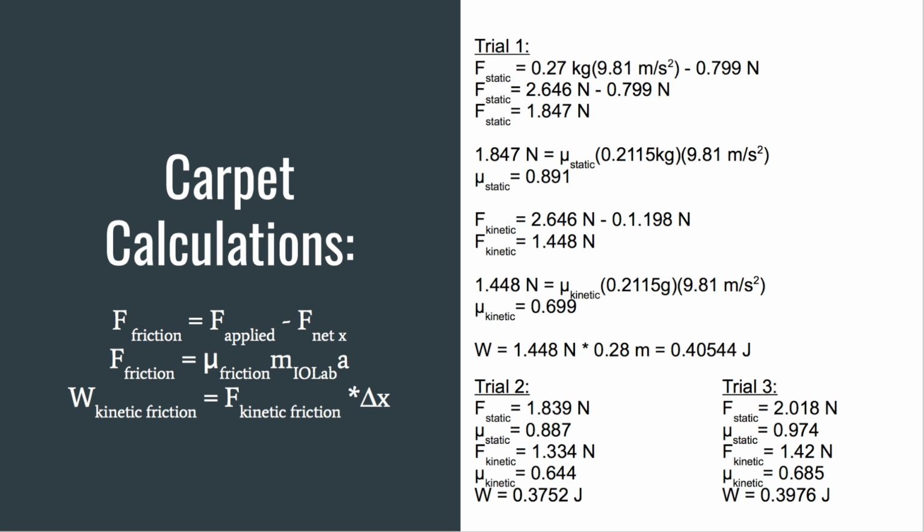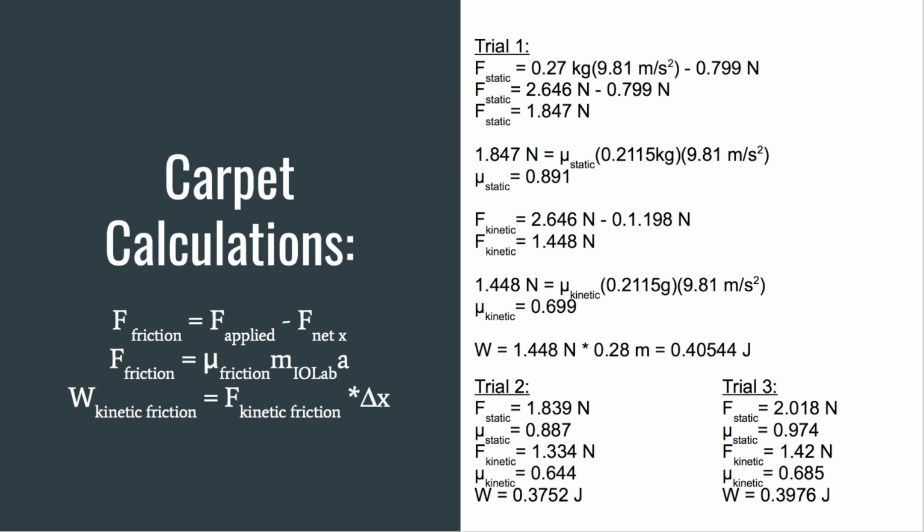The methods used to find the static and kinetic forces of friction and the static and kinetic coefficients of friction were similar to those used to find those values for the table and for the sandpaper. The static force of friction for trial 1 on carpet was found to be 1.847 newtons. The static coefficient for carpet trial 1 was found to be 0.891.